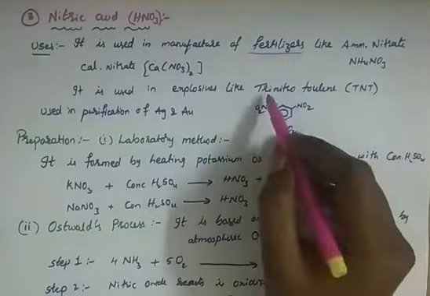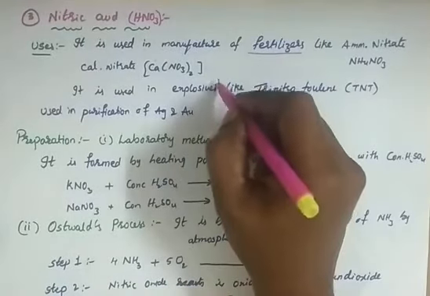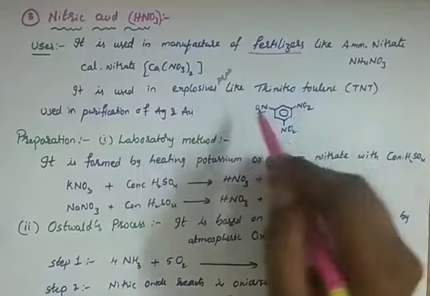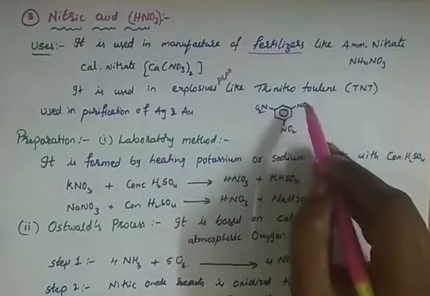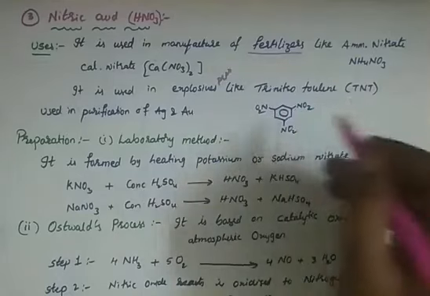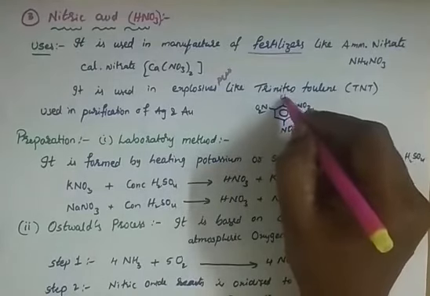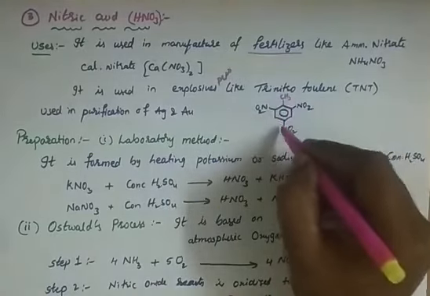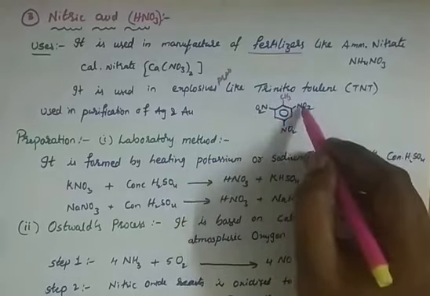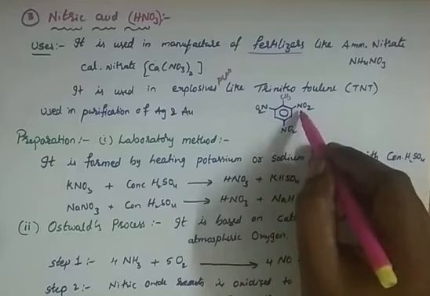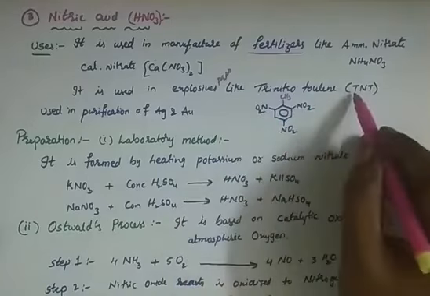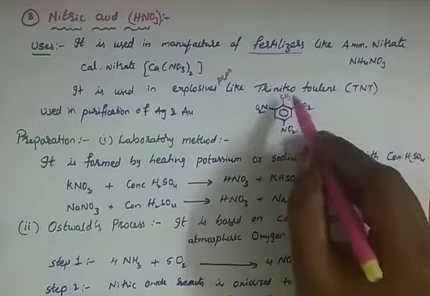preparation like trinitrotoluene. Here is the structure of trinitrotoluene. This is CH3. Toluene is benzene with a CH3 group on the ring, and 3 nitro groups, 1, 2, 3 NO2 groups. It is called trinitrotoluene, right?